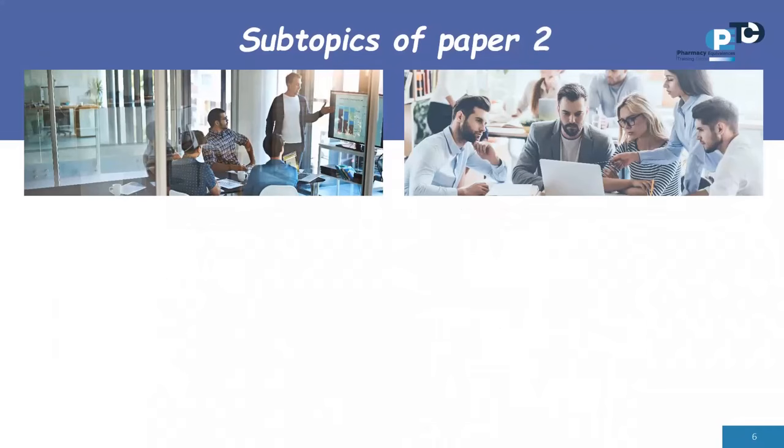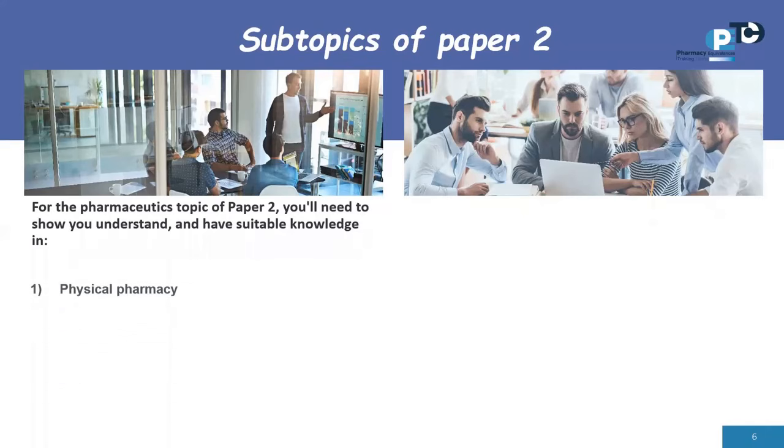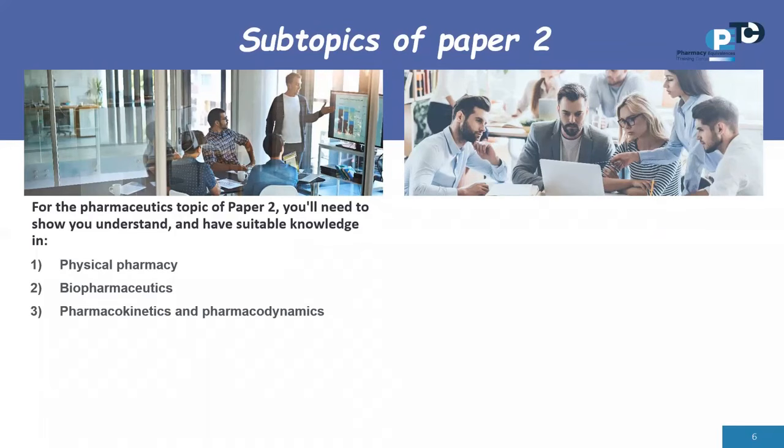Let us see the subtopics of paper 2. The first one is physical pharmacy, regarding pharmaceutics: the solvents, types of preparations, solutions, suspensions, emulsions, and so on. Biopharmaceutics: drug absorption, bioavailability and bioequivalence, drug interaction with biopharmaceutical bases, and pharmacokinetics and pharmacodynamics. It's a very important topic also, regarding all the parameters of pharmacokinetics, starting from absorption, distribution, metabolism, and excretion, and the parameters of them.